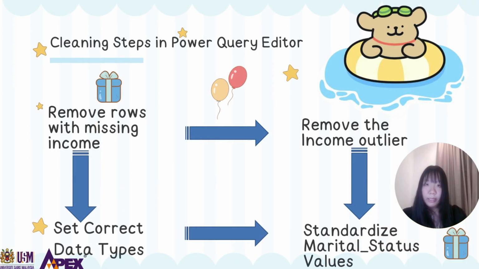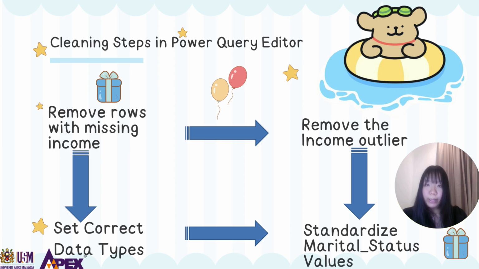For the first cleaning step, we used the Power Query editor. First, we removed the rows with missing income. The original dataset had 2,240 customer records, and 24 records had missing values in the income column. Because income is important for our customer value analysis, we removed these rows.